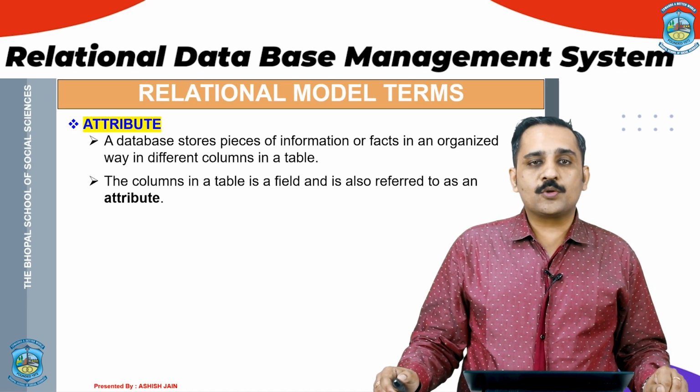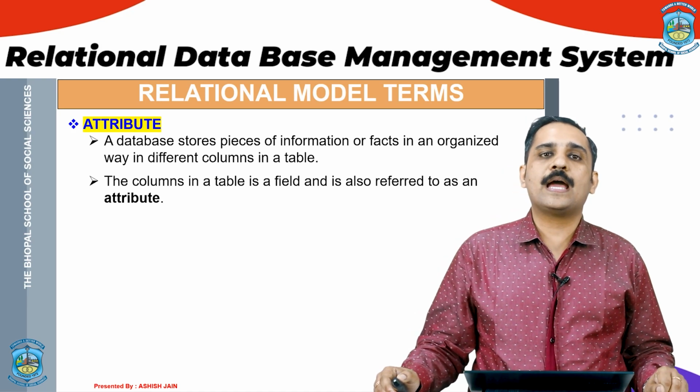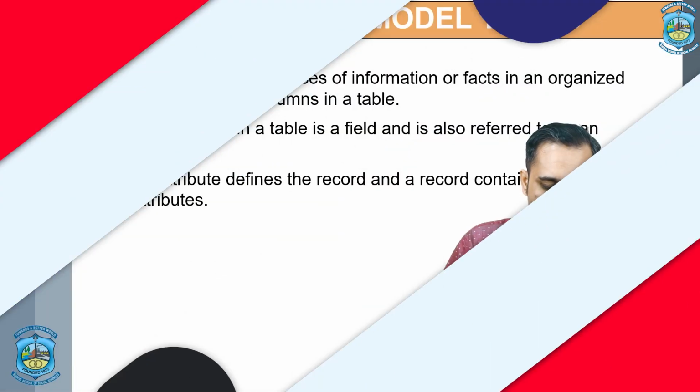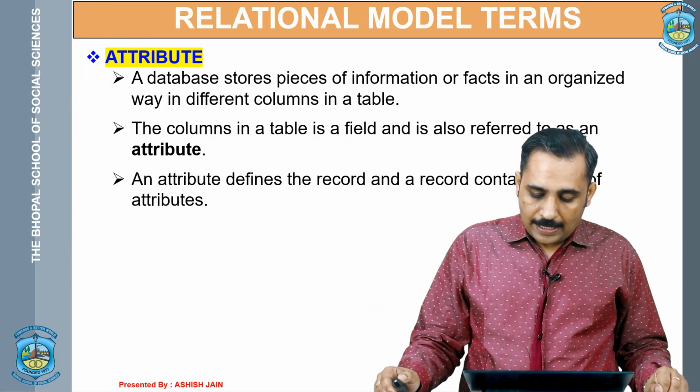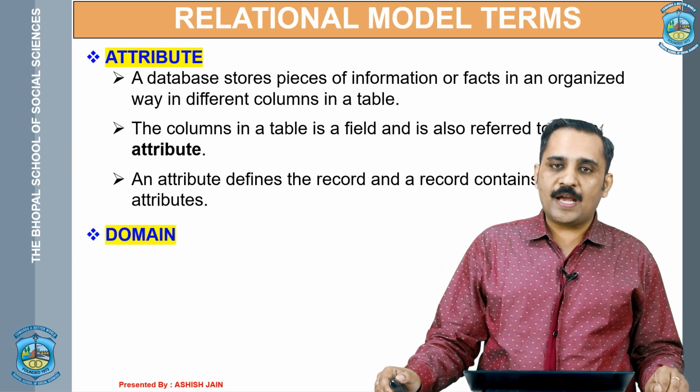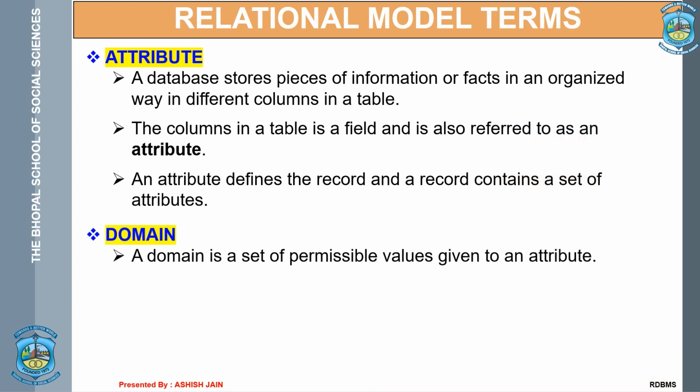For example, in a student table we have 5 columns, so we can say that we have 5 attributes. An attribute defines record, and a record contains set of attributes. Then we have the term called domain. Domain is a set of permissible or allowed values that an attribute can have.